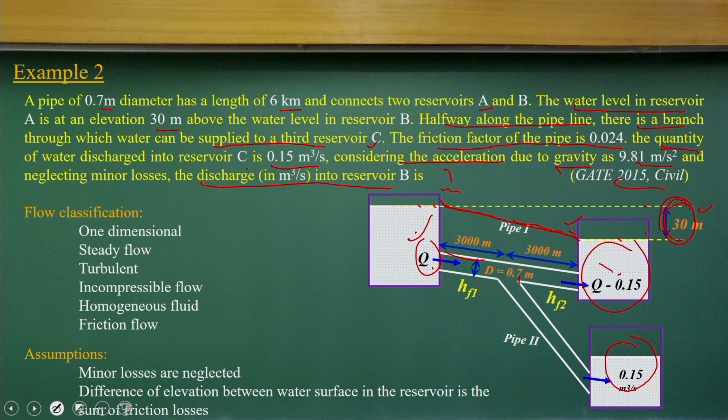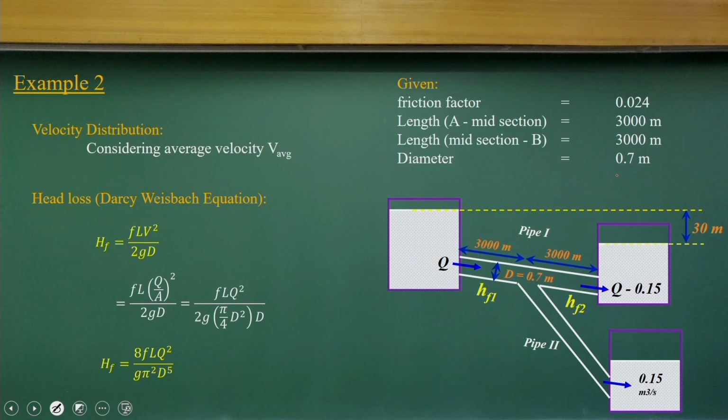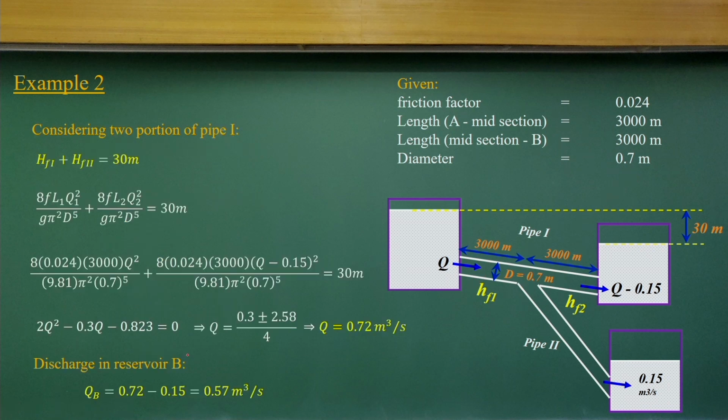For that, f is given to us. We know the length, and we know the friction factor's value is given. So we just substitute to compute the head loss, because in this pipe the discharge will be Q minus 0.15. You compute the head loss that we have derived, sometimes written in terms of Q or in terms of V, that's not a big issue, and the energy losses should be equal to 30. That is the key point of these problems.